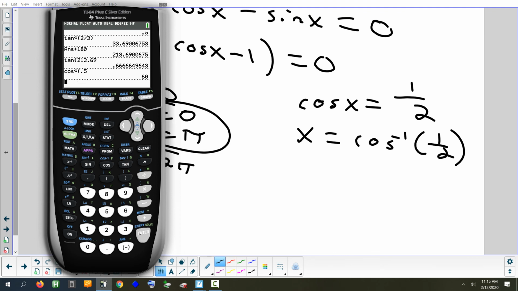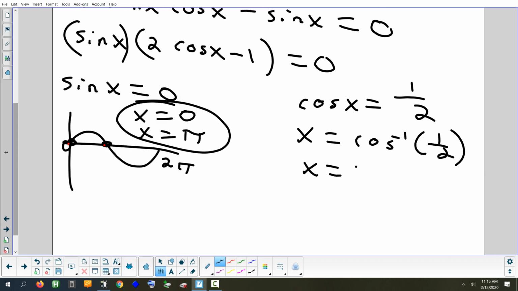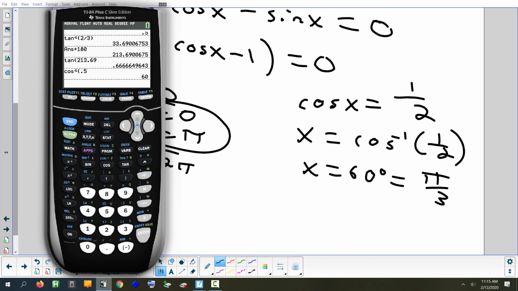Anybody remember what inverse cosine of 1/2 is? 60. So that's your 60. So we get an angle of 60, which is what? Because they wanted radians? Pi over 3. Again, if you did that in radians, inverse cosine of 1/2, this number would have popped up on the screen. You're never going to remember that that's pi over 3. So do it in degrees first, and then convert it after.